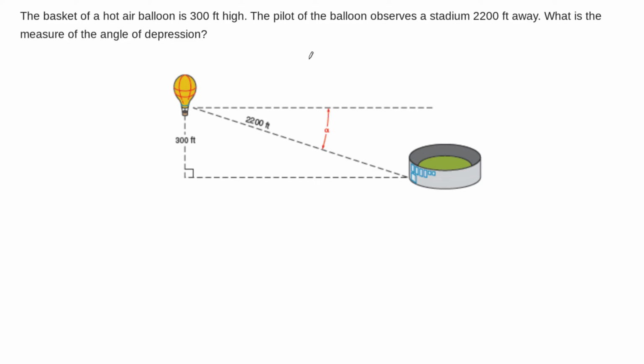In this example, we are given a picture and we're told that there's a hot air balloon basket 300 feet above the ground, and the pilot, someone inside, is observing a stadium 2,200 feet away, but that's measured on the diagonal here. We are asked to find the angle of depression. The angle of depression is this angle made from the horizontal downward, in this case because we're looking from above downward. And we want to try to find this angle.